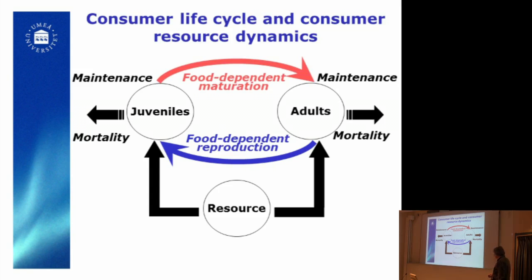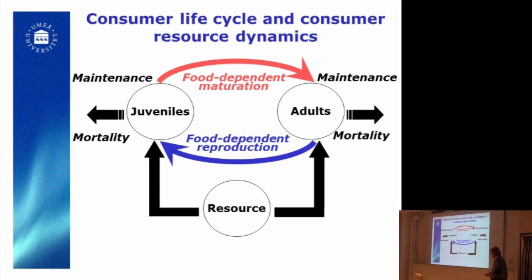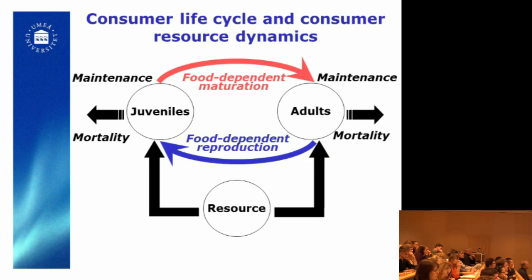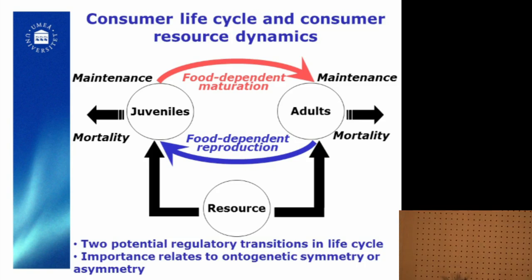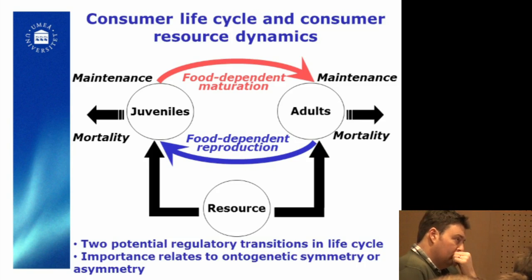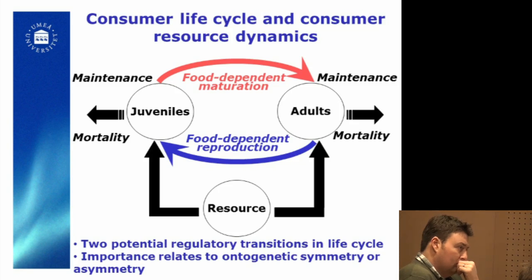But if we now add ontogenetic development and make the maturation rate food dependent, then instead of only having this regulatory mechanism here, we get two: maturation versus reproduction. And that opens up two potential regulatory transitions in the life cycle. Which of these two processes is limiting relates very much to whether you have symmetry or asymmetry. Simply spoken, I will show you more detail and formal about this.